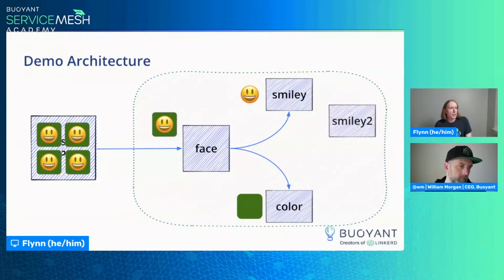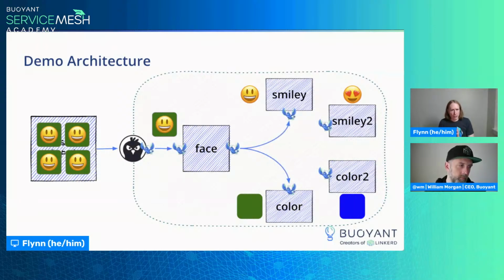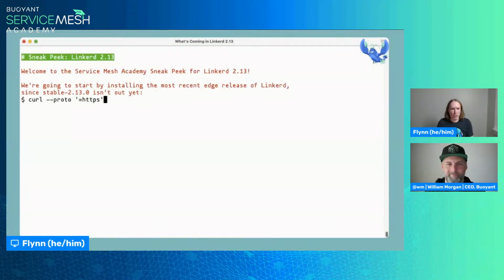We also have the smiley2 service, which returns a smiley with heart eyes, and the color2 service, which returns blue instead of green, but nothing is talking to them in the beginning. We have an Ingress controller. We're using Emissary. Which one we use is totally irrelevant for this demo. And we are, of course, using Linkerd to mediate all the communications between all of these workloads in our cluster. And with that, it is time to find out if the demo gods are going to smile upon us. So everybody keep your fingers crossed.